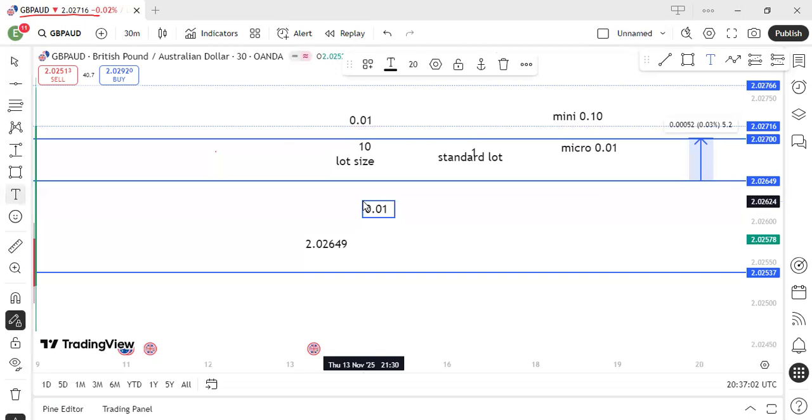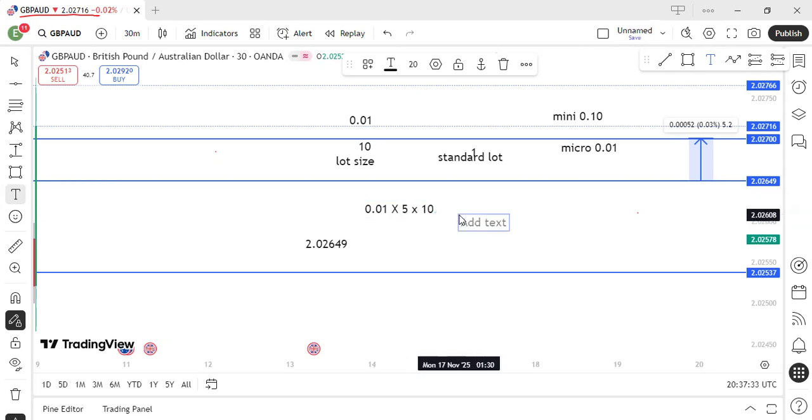0.01 times 5 times 10. Just always times it with 10. So that will give you, if you are checking it, 0.01 times 5 times 10. It will give you 0.5 dollars.